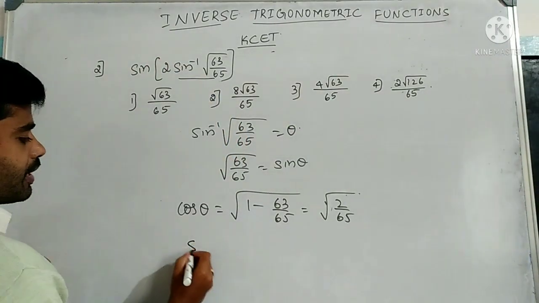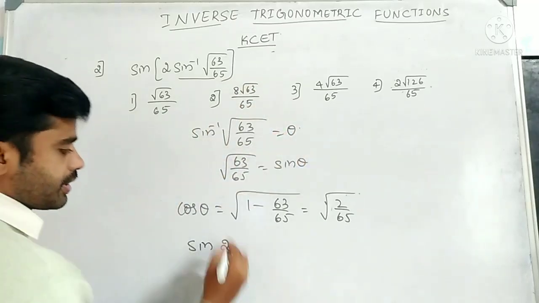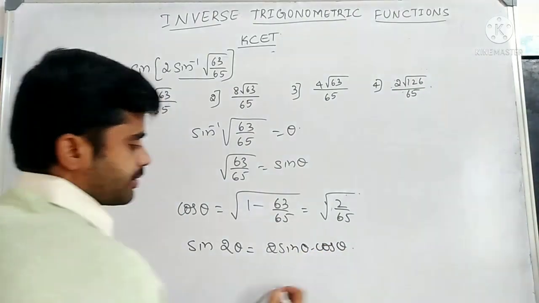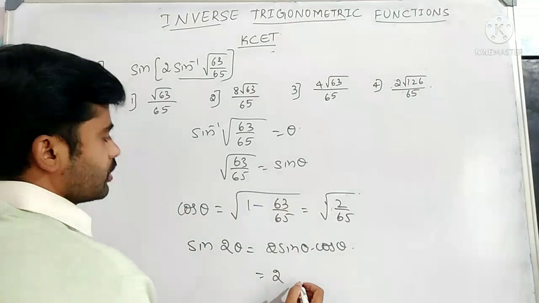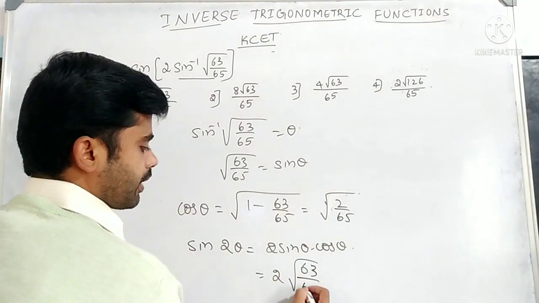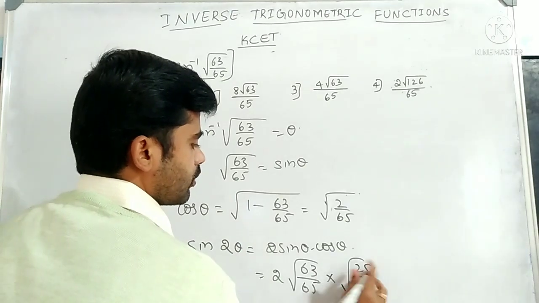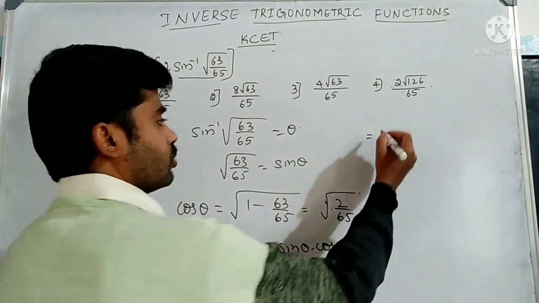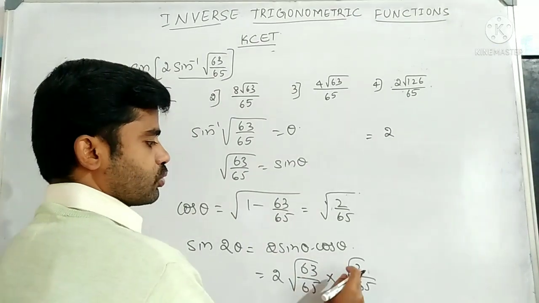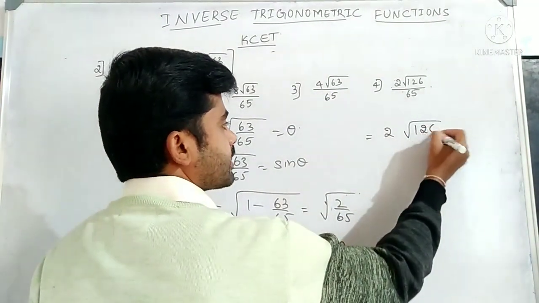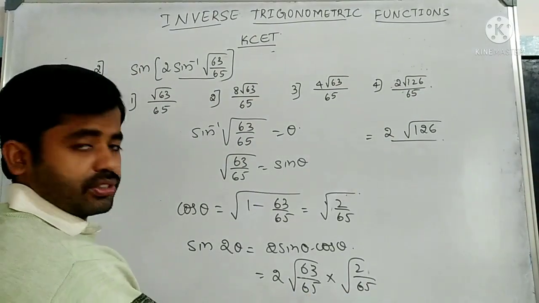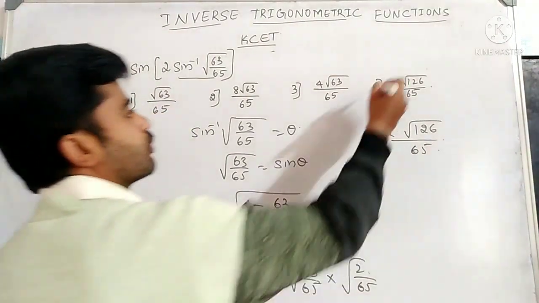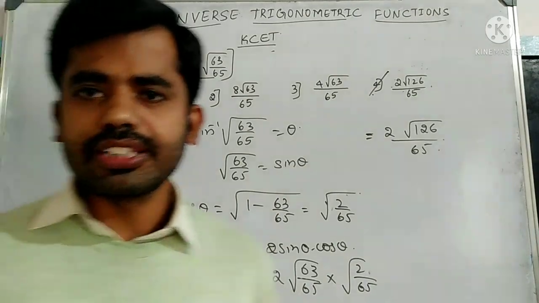Now I took the inverse sine value as theta. What is sin 2 theta? 2 sin theta into cos theta. Then 2, the sin theta value is root 63 by 65 into root 2 by 65. Now 2 as it is, root 63 into root 2 is root 126, then root 65 into root 65. So 2 root 126 by 65. Which option? Fourth one. Let me move on to the next one.